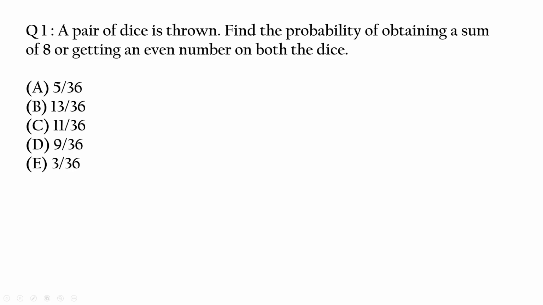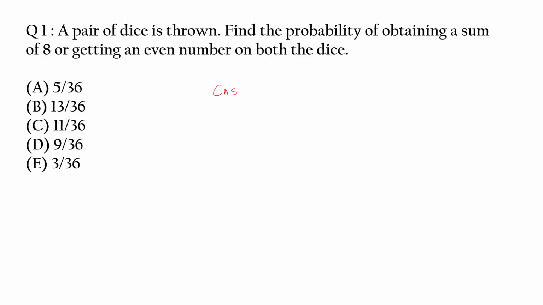Today's topic is on probability for JEE Mains and Advanced, and the level of these problems is hard. Moving ahead to the first question. A pair of dice is thrown. Find the probability of obtaining a sum of 8 or getting an even number on both the dice.